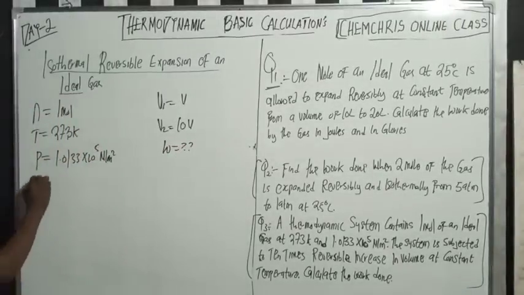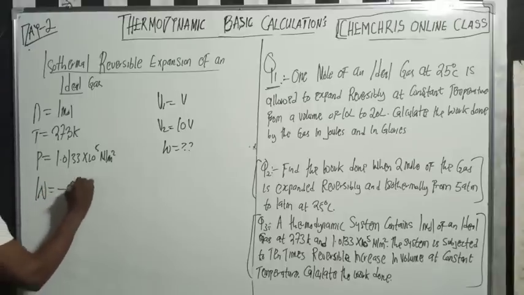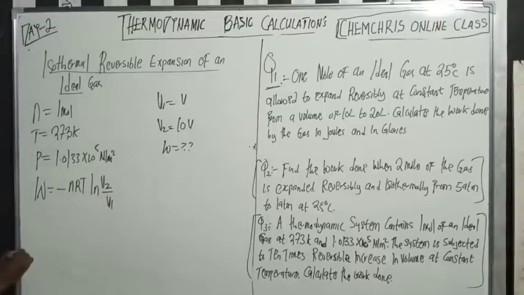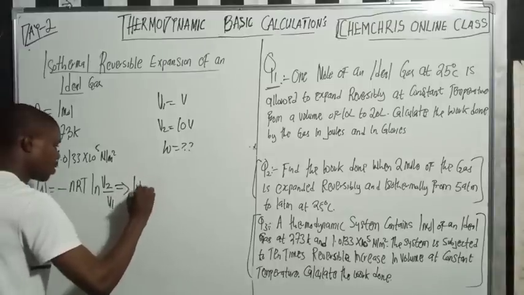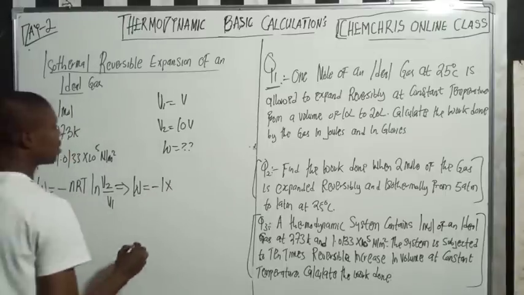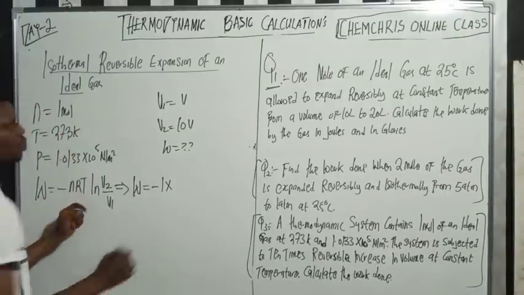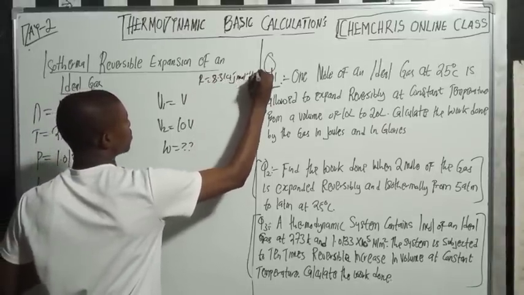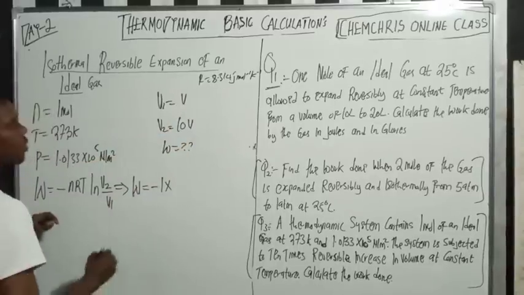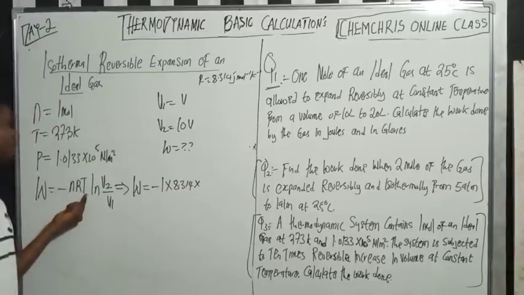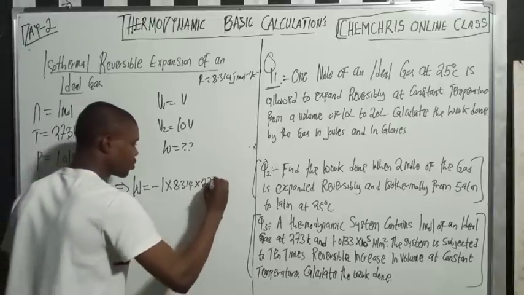So you are going to use W equals minus nRT ln V2 over V1, right? So if you input your values, W equals what? Minus, here we have 1 times, remember, R is the gas constant, which is what? R here equals 8.314 joules per mole per Kelvin. Okay, so this should always be in your mind. So here we have 8.314, right? Times my T, which is 273. Then ln.